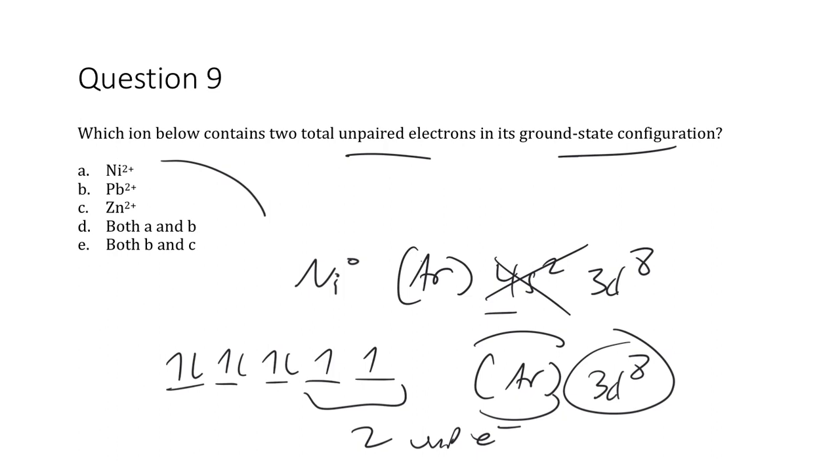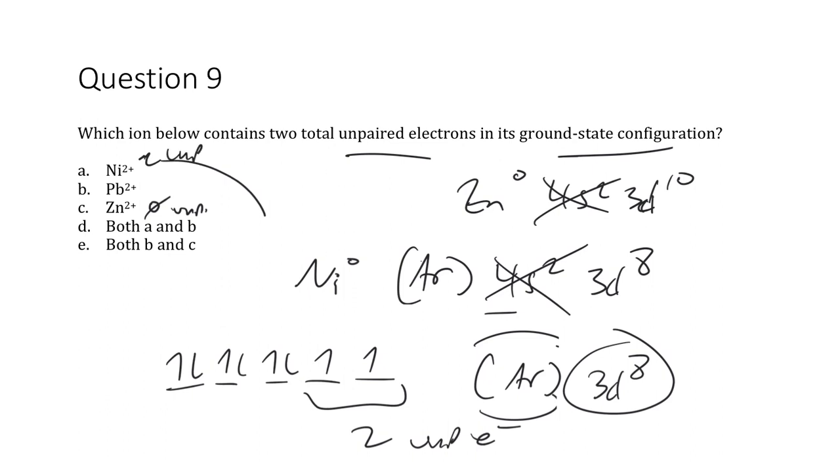Let's look at zinc next. So zinc neutral is 4s2 3d10. And the key is you lose the s electrons first. So you lose the largest electrons first. So we come up with a 3d10 for no unpaired electrons. So 0 unpaired for zinc, 2 unpaired for nickel.